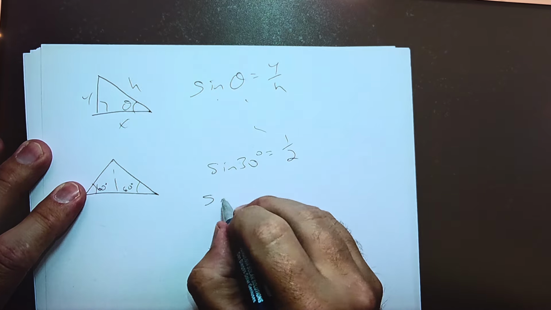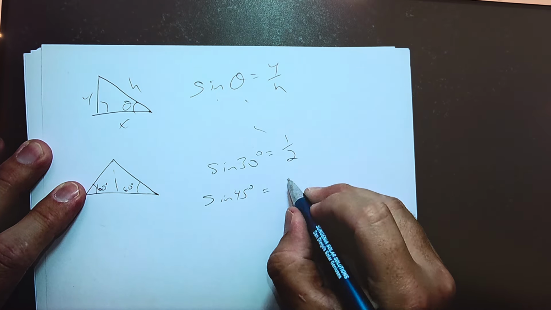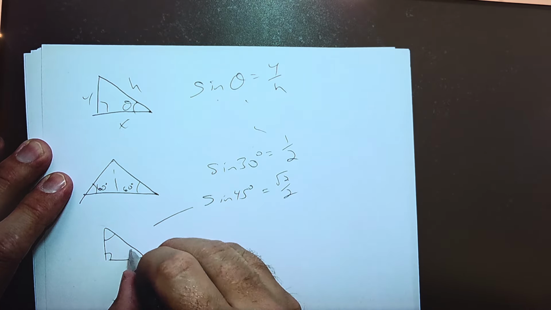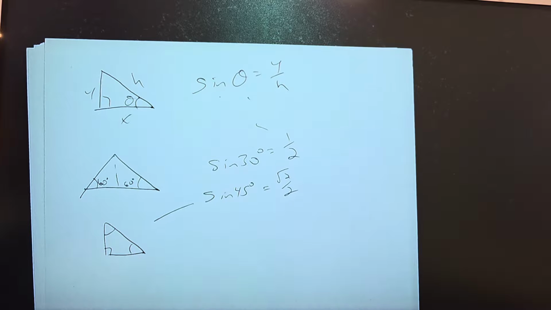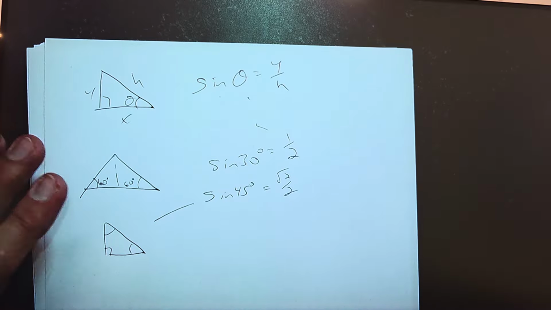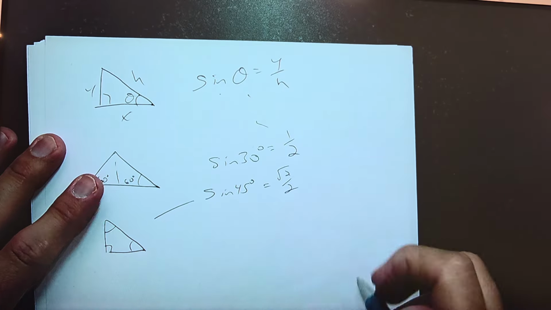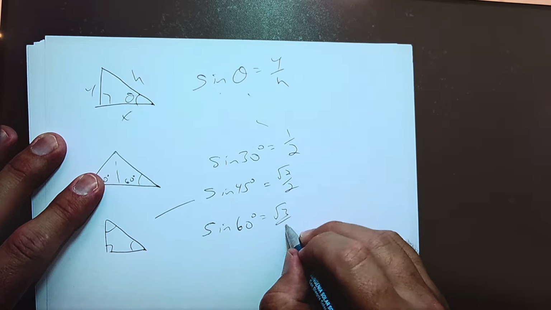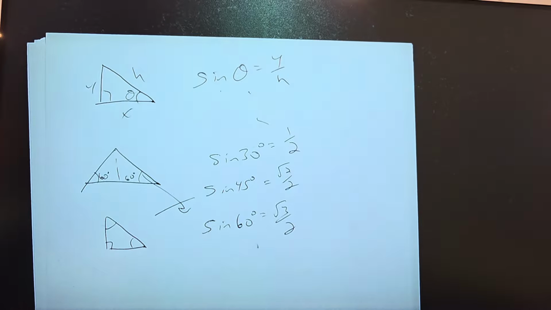So what is sine of 45 degrees? And that we proved from the 45-45 isosceles right triangle, right? We actually proved that sine 45 is rad 2 over 2. And then what's sine of 60 degrees? Rad 3 over 2. And of course that was coming from that first triangle, yes?